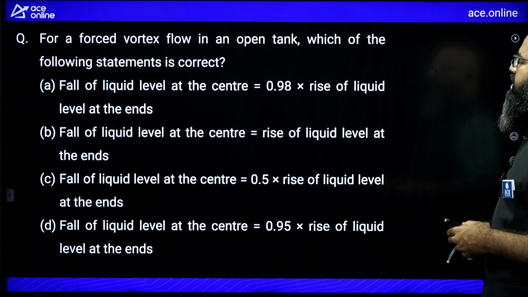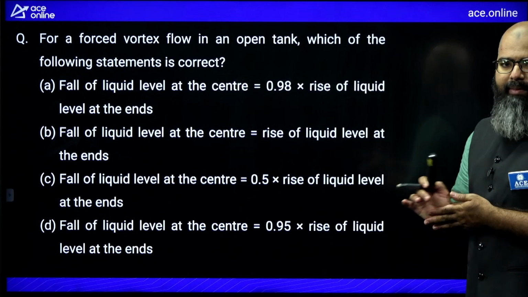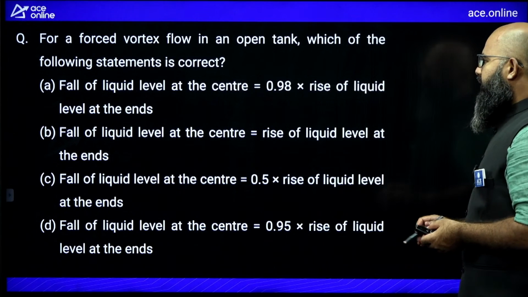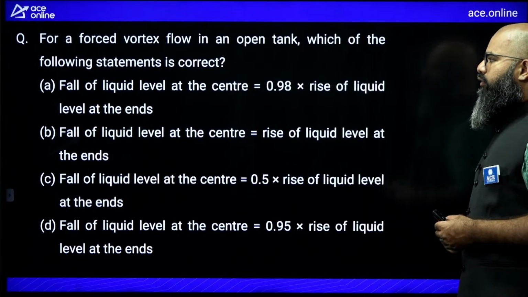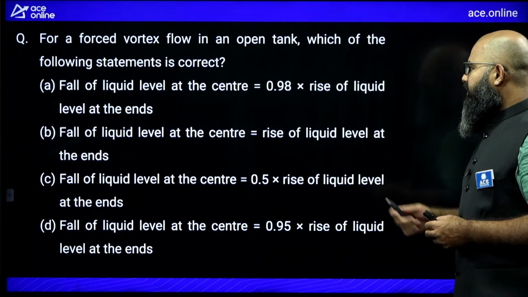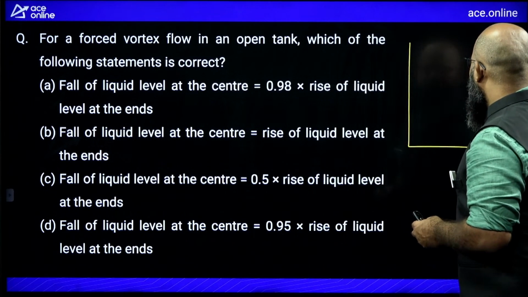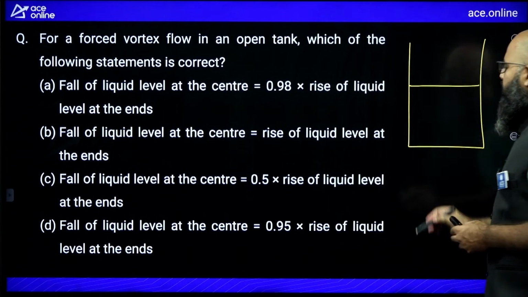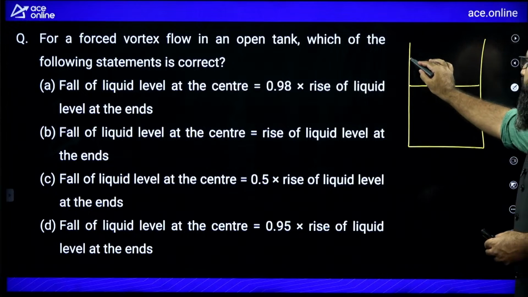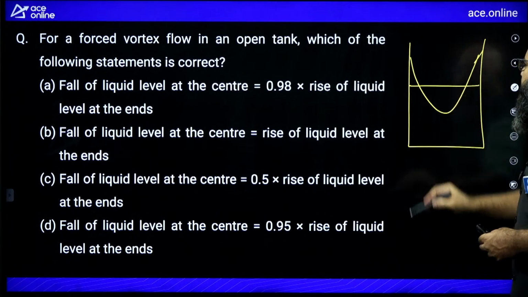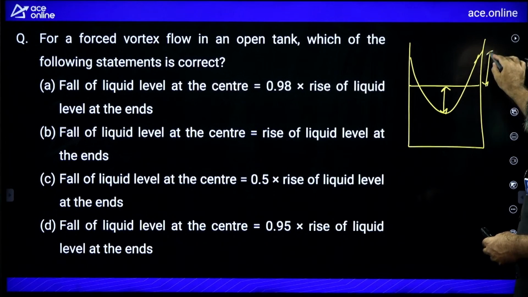For a forced vortex flow in an open tank, which of the following statements is correct? Again, we are coming back to forced vortex flow. The question is asking regarding fall of liquid level at the center versus rise of liquid level at the ends. Imagine you have a container with some fluid. You are creating a forced vortex flow, so a paraboloid is formed like this. So this height versus this height is being asked here.